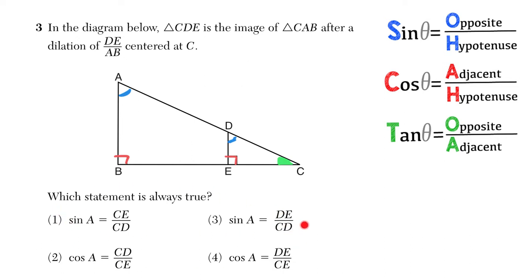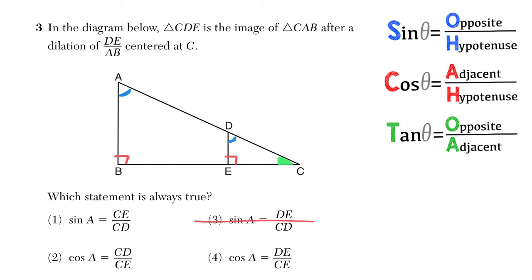We'll start with options 1 and 3 because they both involve sine. When we think about SOHCAHTOA, the sine of an angle is opposite over hypotenuse. So which is always true? We'll start with option number 3. The sine of A, which happens to be the same as the sine of D, again because these are congruent angles, equals DE over CD. No, you know what? That does not work, because DE is the adjacent side and CD is the hypotenuse, but we're talking about sine, so we can rule out option number 3.